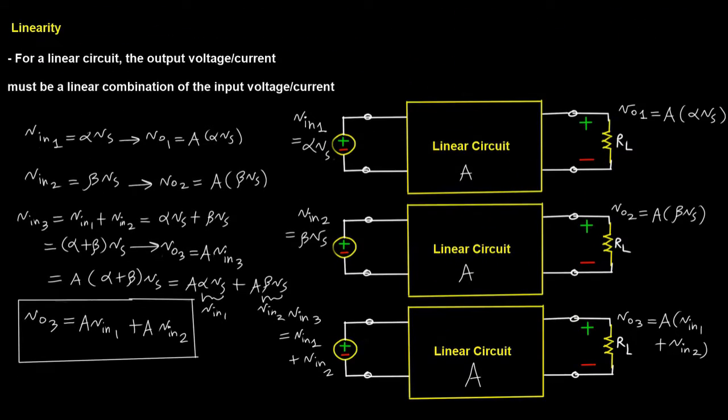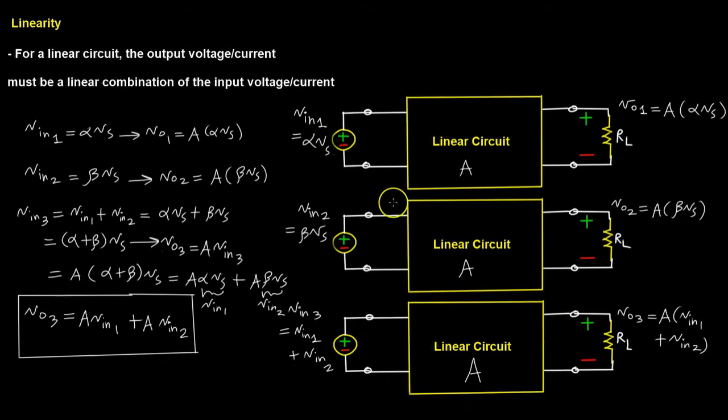So for a linear circuit, the output voltage or current must be a linear combination of the input voltage or current, or the input excitation. So if we consider some circuit here that has some factor that's multiplied by the input, let's say gain or attenuation, depending on what the circuit is. Let's just call it the system factor or system multiplier.